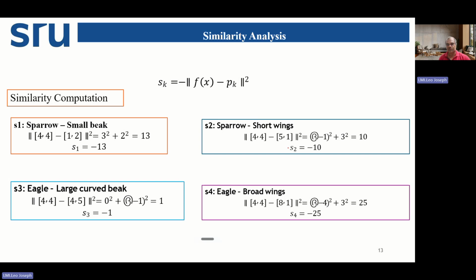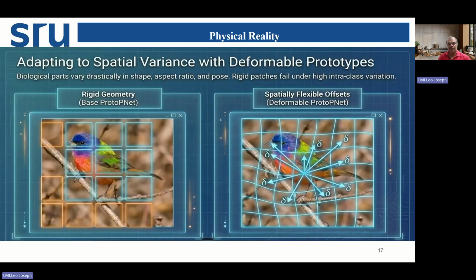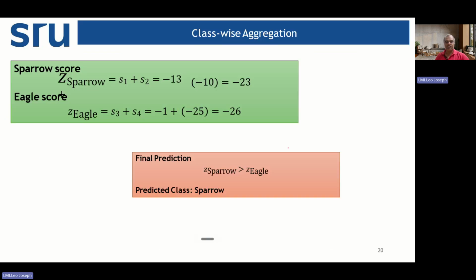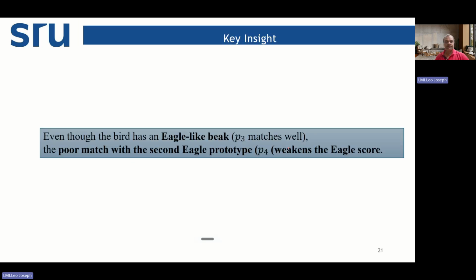So broad wings also, some sparrow may have broad wings, but the beak is particularly different. So based on this, we are telling that the predicted class is a sparrow. Depending on the patch and the similarity scores, we come to the conclusion that the predicted image is a sparrow image. So here the explanation is given.